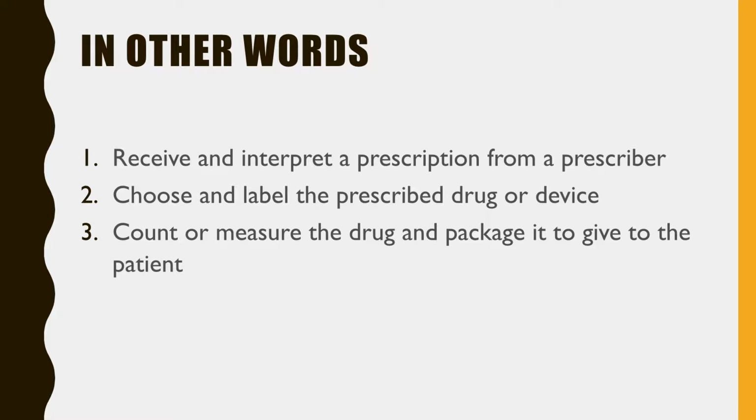Next, the pharmacist or technician needs to choose the prescribed drug, product, or device and label the vial according to all federal requirements. The drug then needs to be counted or measured to meet the prescribed quantity and be packaged and given to the patient. Even though I showed you how Maryland defines dispensing, this general definition and process of dispensing is true in all states.